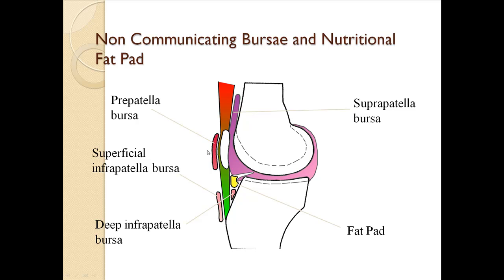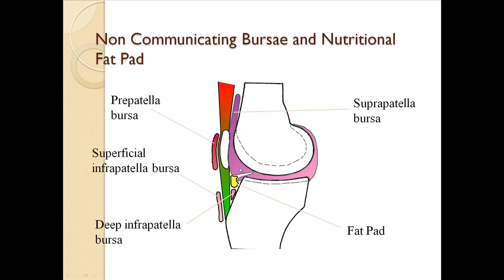Injuries of this are relatively common. They can be caused by impact injury, and inflammation of the prepatellar bursa is often called prepatellar bursitis or housemaid's knee. Here we have two non-communicating bursae: the superficial infrapatellar bursa and the deep infrapatellar bursa. Inflammation of these bursae is extremely painful. These are often known as clergyman's knee.